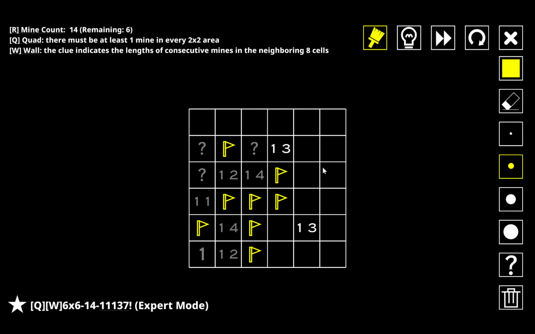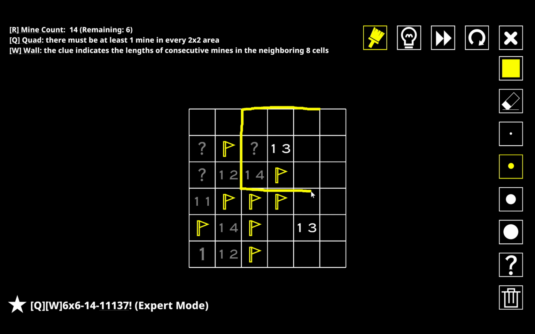Maybe it'd be more fruitful to look at this one instead. So we know the 3 is either here, in which case this one is not a mine, or this one is the endpoint of the 3, so it's like this. Okay. I don't know if this gives us a ton. Maybe something I might do here real quick is just think about the total.